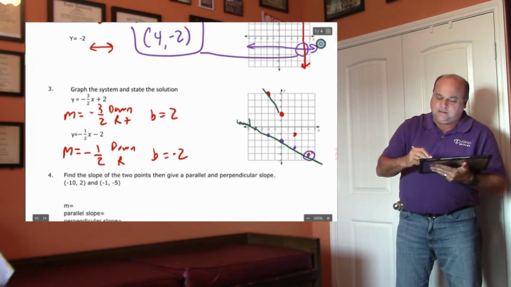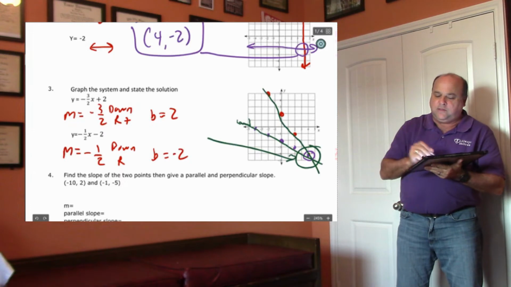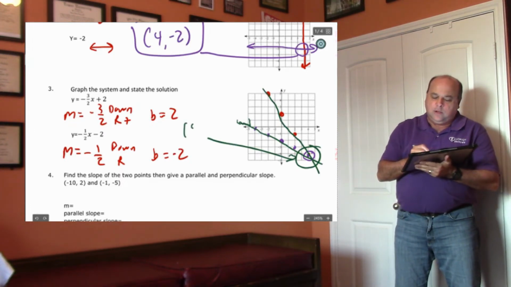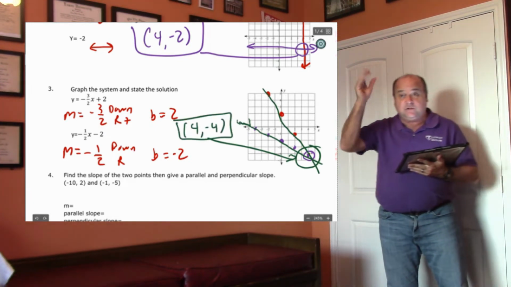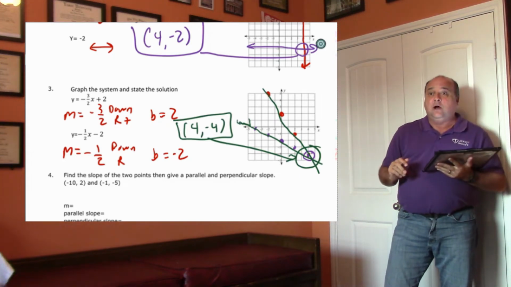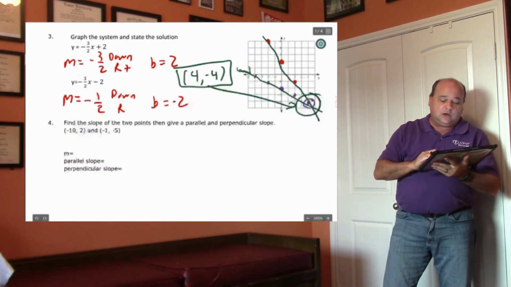So I have 2 lines that do this. Not perfectly straight lines. Draw an arrow to that dot. That dot is at 4, negative 4. So at 4, negative 4, the lines intersect. That is the solution to the system. Pretty simple stuff. All you're trying to do is find out where the lines cross.